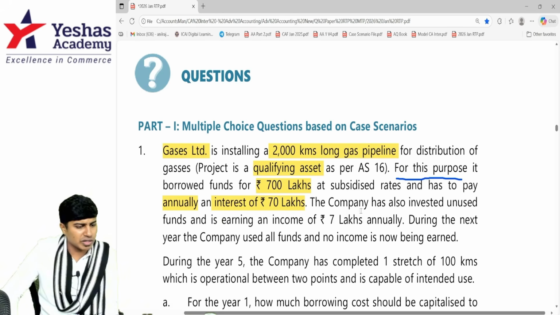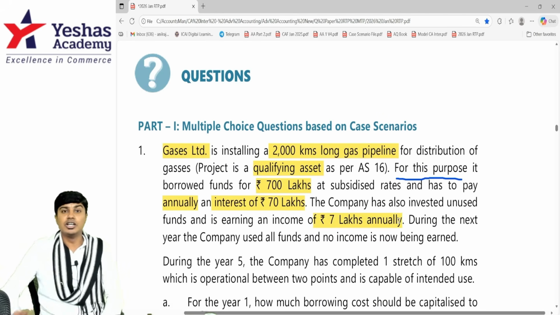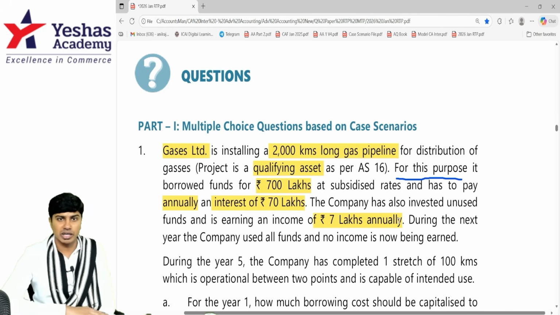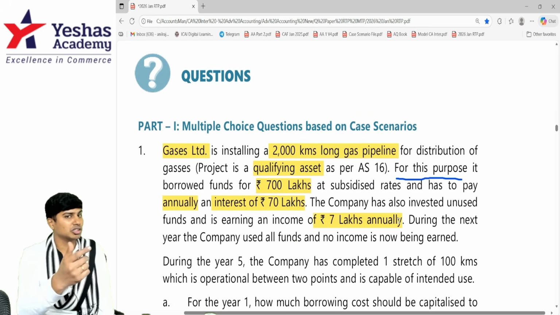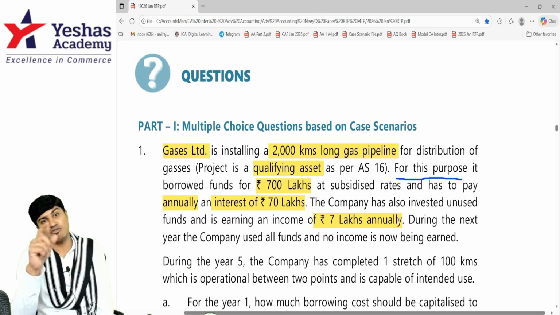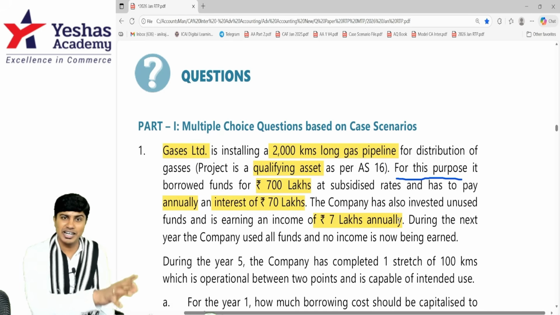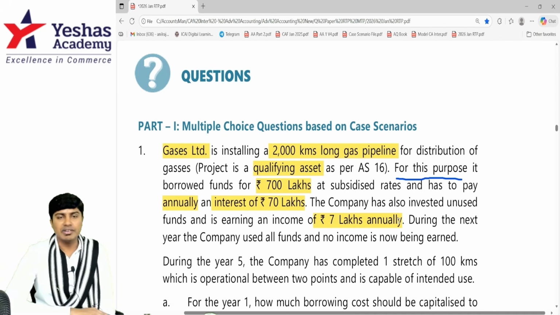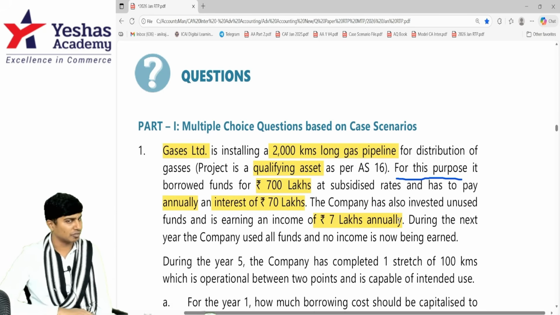The company has also invested unused funds and is earning income of 7 lakhs annually. So to the extent the money is not used, it is invested elsewhere, and the company is generating passive income of 7 lakhs, but they're paying interest cost of 70 lakhs. We all know that for specific borrowing, from the date of borrowing till the date the asset is ready to be put to use, interest has to be capitalized into the cost of the asset. However, on the idle funds, if the company earns any interest, that should be deducted before capitalizing the interest into the cost of the asset.